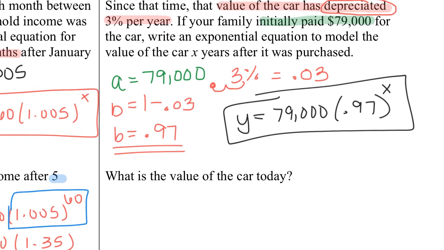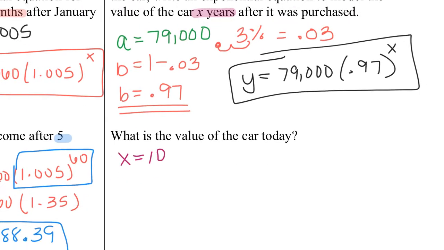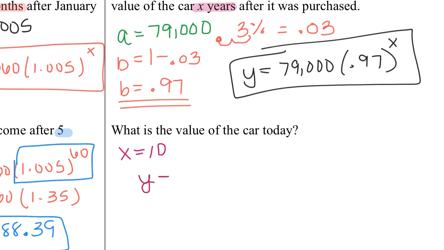Part 2, what is the value of the car today? Well, how long ago does it say we purchased this car? It says we purchased this car 10 years ago. And X is years, so that means our units match. So we can go ahead and use X is equal to 10. So we're going to substitute the 10. So 79,000 times 0.97 to the 10th power.